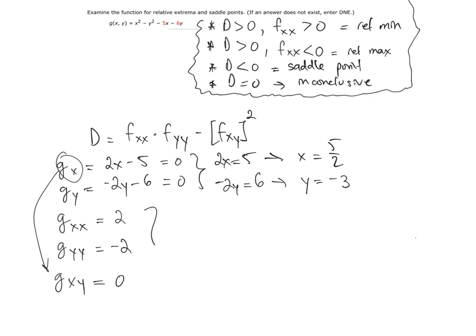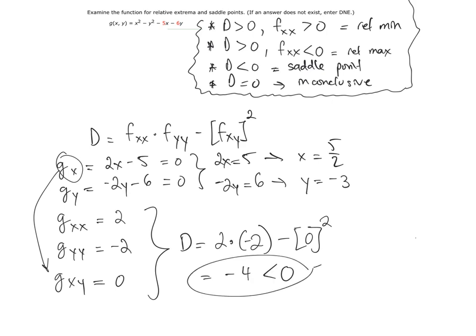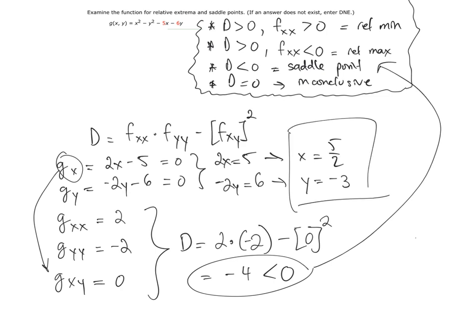So now you have all the components to find D. So your D would be 2 multiplied by negative 2 minus 0 squared, which is negative 4, and negative 4 is less than 0. So you would have a saddle point at x equals 5 over 2 and y equals negative 3.